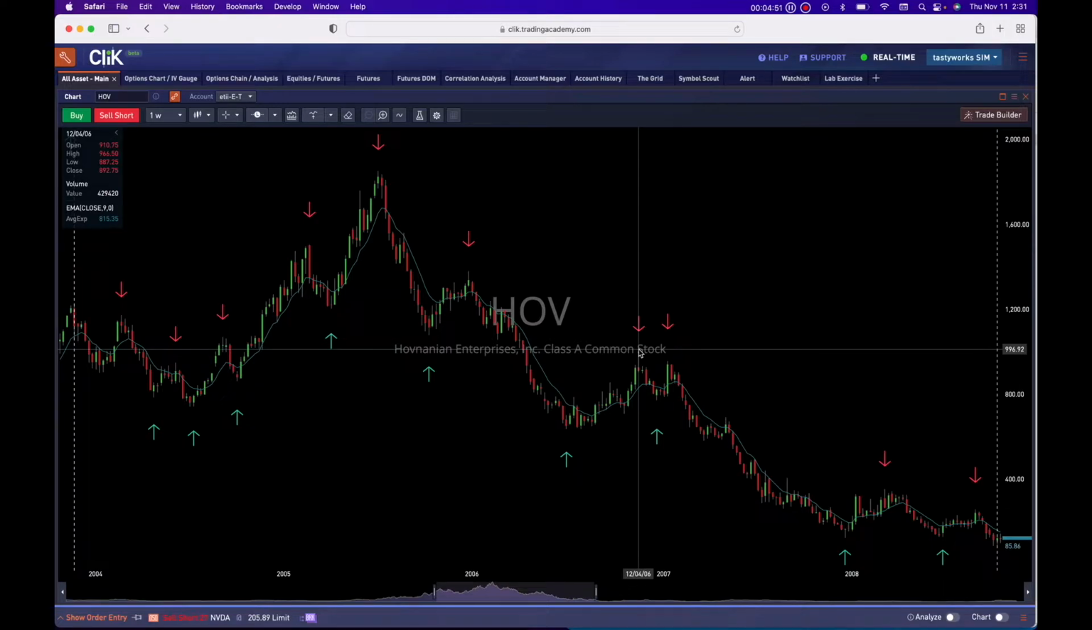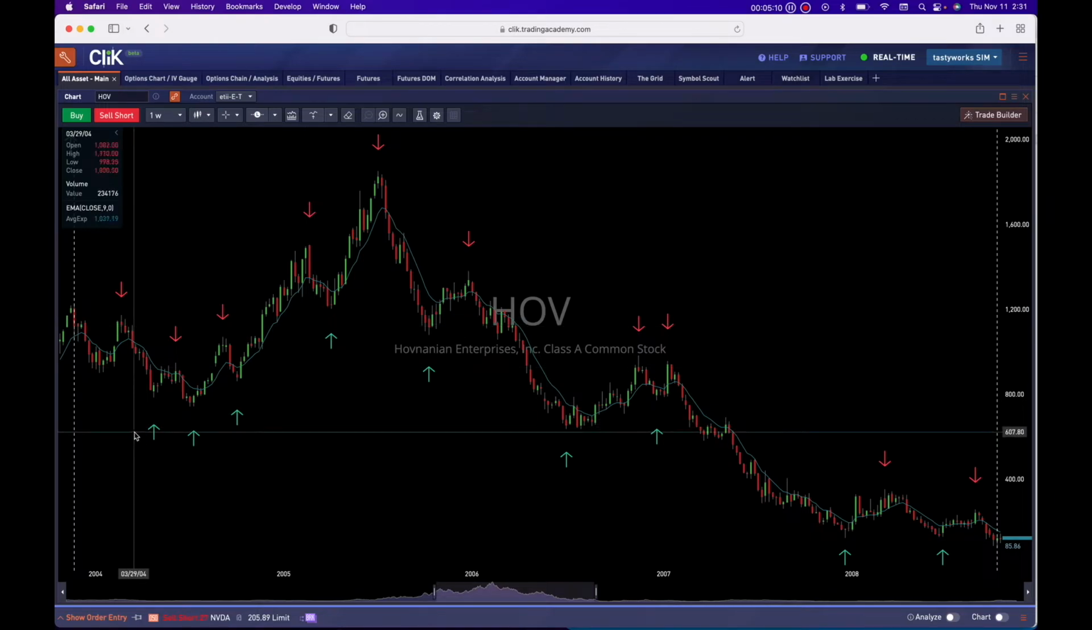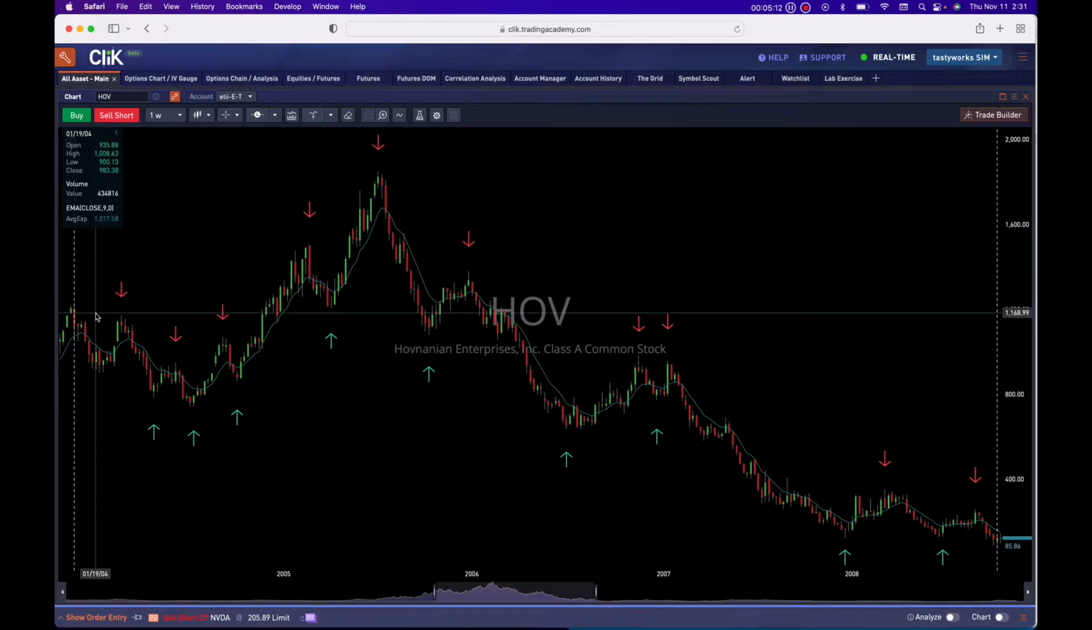And then of course, as you're identifying your swing highs and swing lows, you want to make sure that you have a swing low between two consecutive swing highs, and vice versa. You want to make sure that you have a high between two consecutive swing lows, unless of course your swing high or swing low is at the end of the chart.